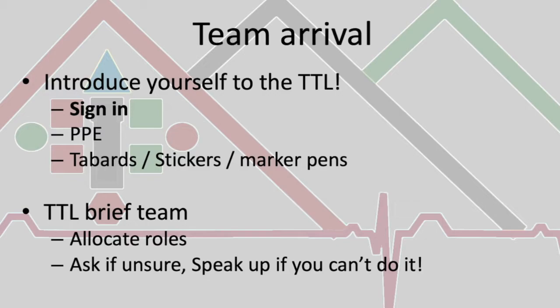When the team have assembled, the trauma team leader will brief the team. This is an opportunity to confirm team members' roles and check that people are happy with what is expected of them, and to brief the team on the information from the pre-alert. The team may make suggestions on what to prepare according to the pattern of injuries predicted.